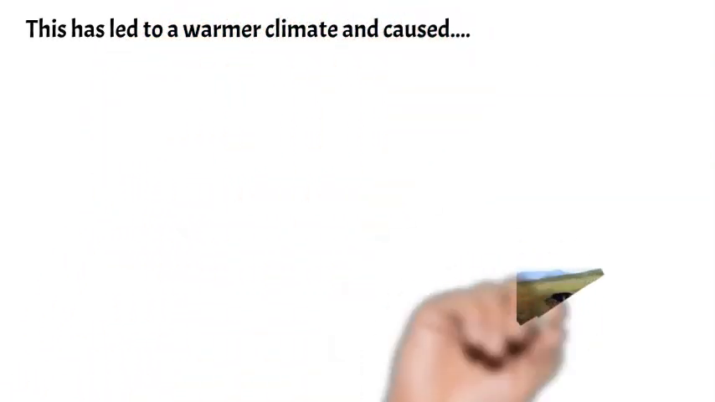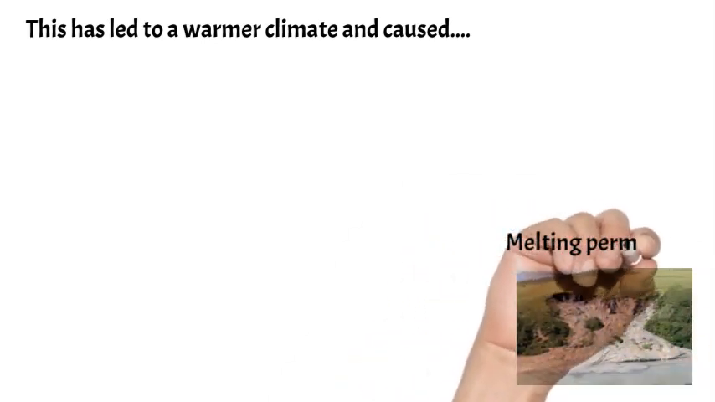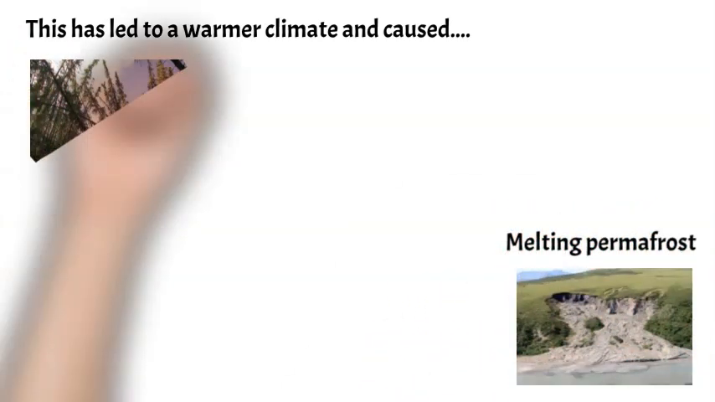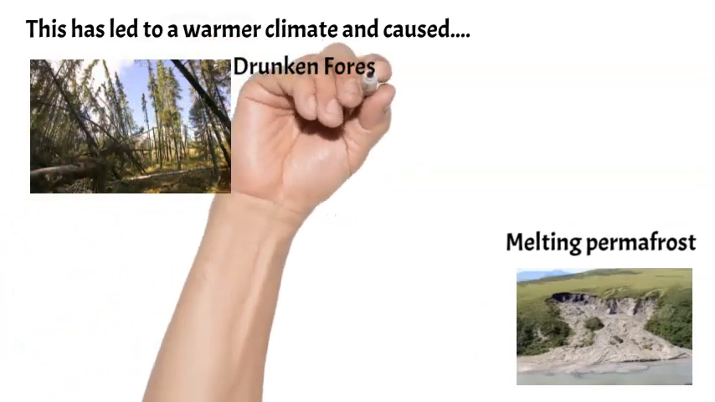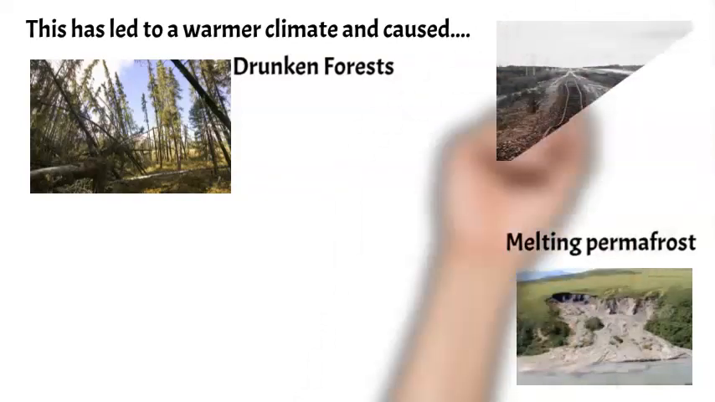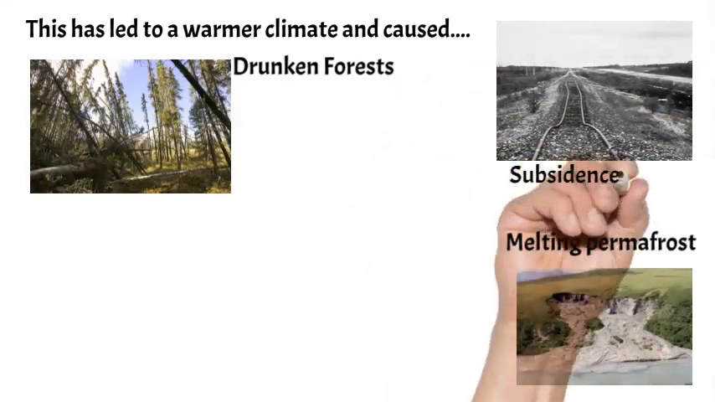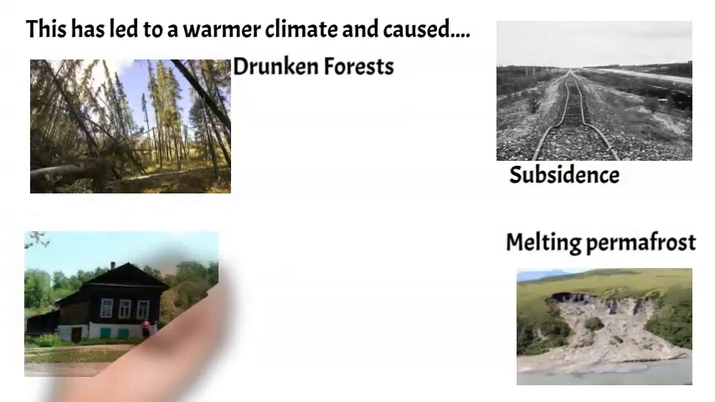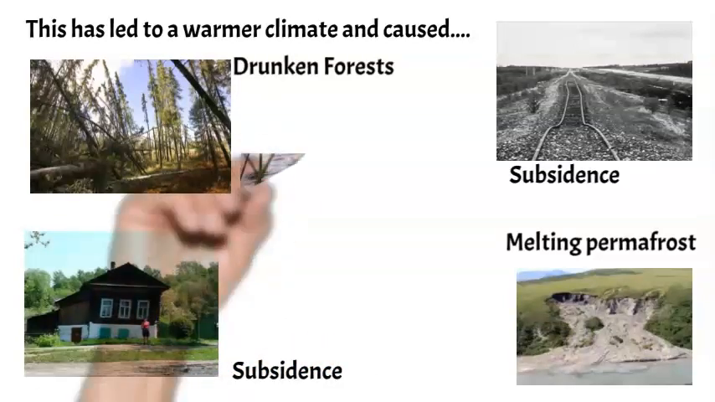Here we have melting permafrost. That melting permafrost has led to drunken forests. That melting permafrost has also caused subsidence in both transportation routes and buildings. And finally, that melting permafrost has also caused the release of methane.